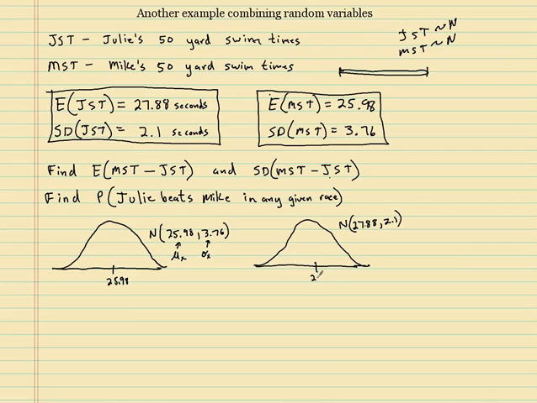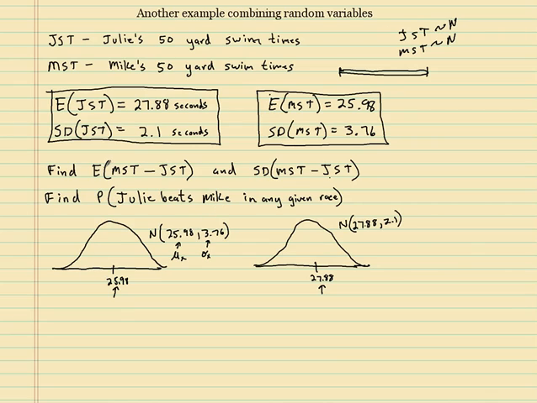I'm going to ask a pretty simple question: on average, who's going to win more, and by how much? On average, Mike comes in at 25.98 and Julie at 27.88. So more often than not, Mike's going to win.